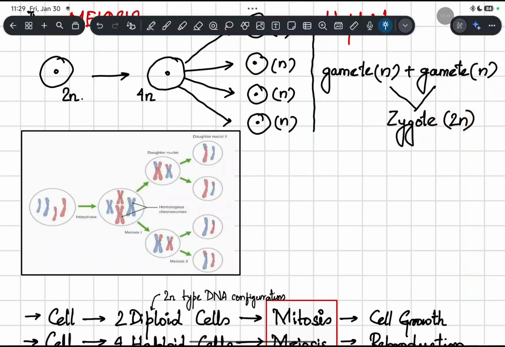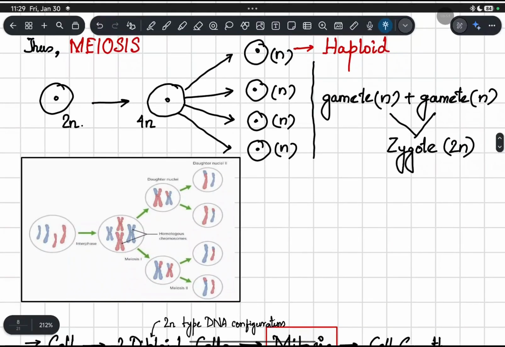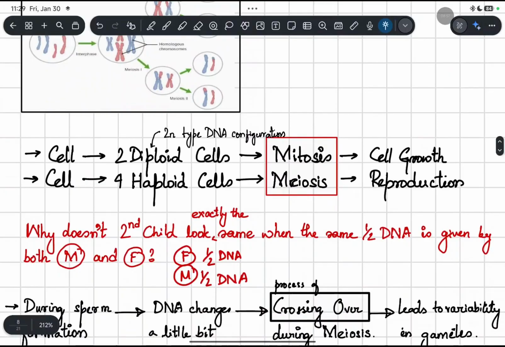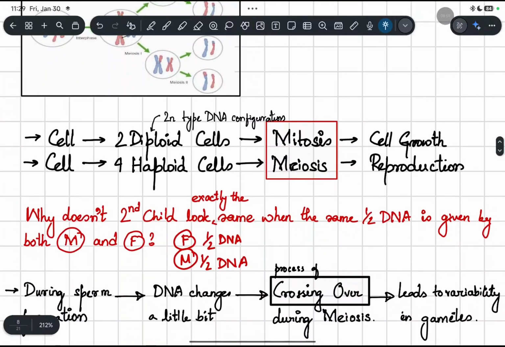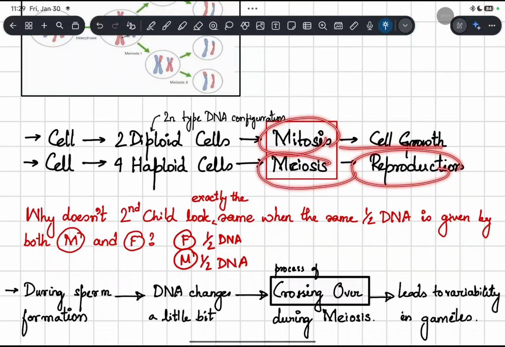Again from here, the zygote will grow under mitosis, and it will again do cell division. So again we'll have mitosis and not meiosis. Meiosis will only happen when we have reproduction, right? So that is simply what is written over here. In mitosis, a cell makes two cells during growth, but during reproduction meiosis will take place, and four haploid cells will get generated.